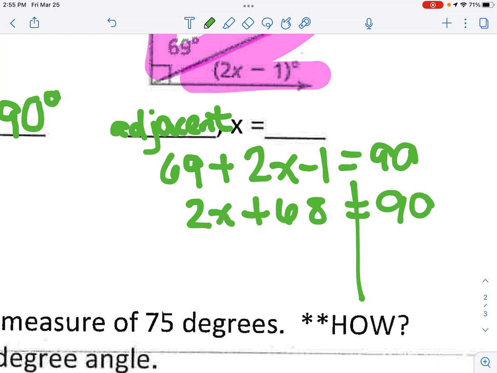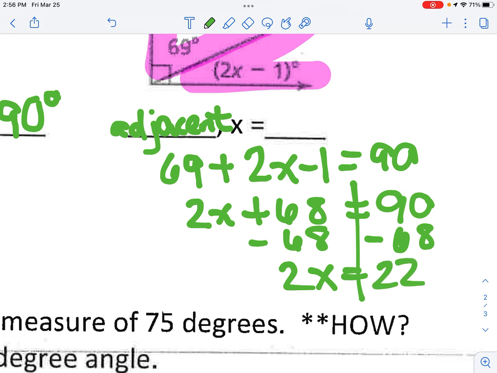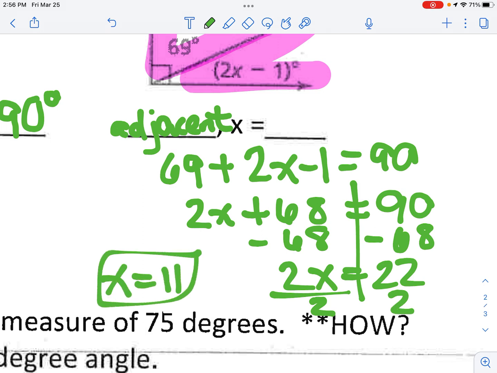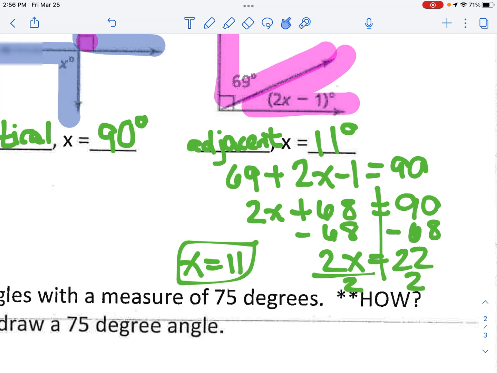Subtract 68 from both sides. So 2x equals 22. Divide both sides by 2. X equals 11. So x equals 11 degrees.